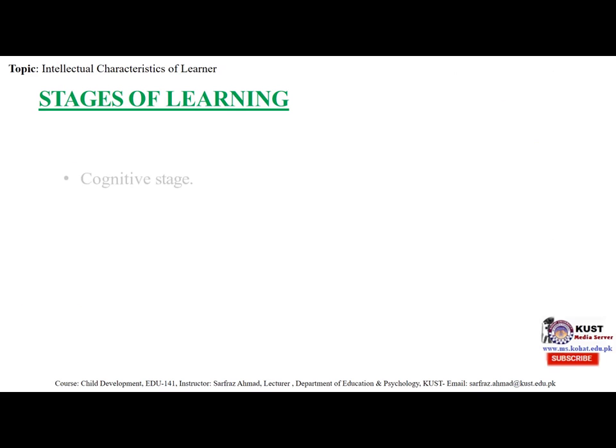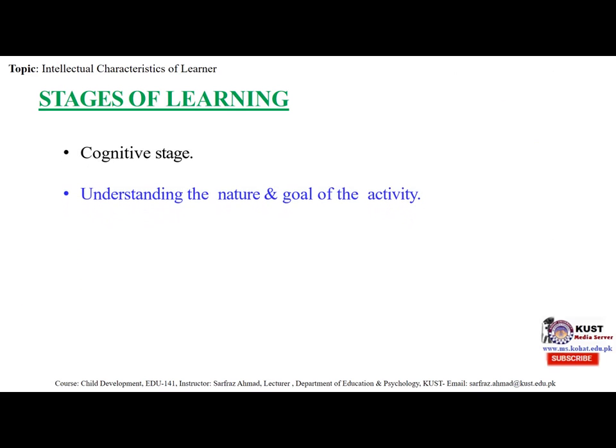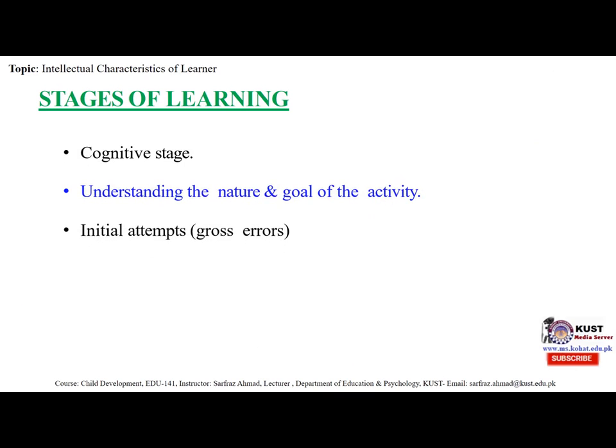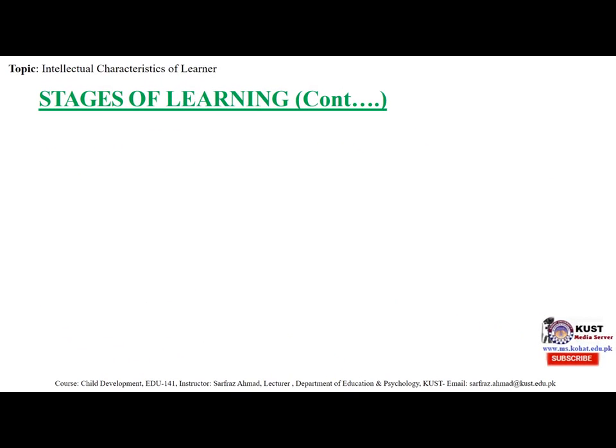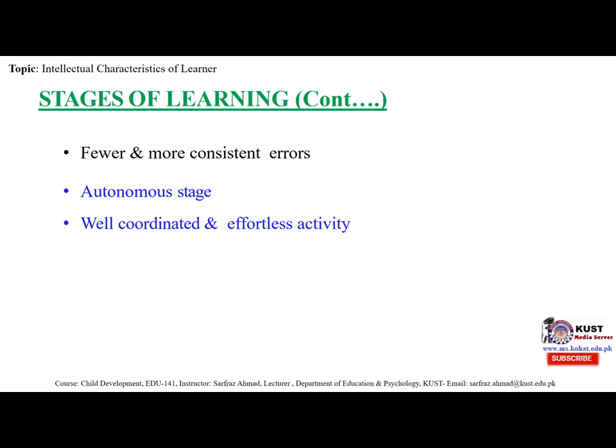Now, there are some stages of learning. The cognitive stage is understanding the nature and goal of the activity, with initial attempts. The associative stage is mastering of skill and timing. Stages of learning also involve fewer and more consistent errors. The autonomous stage is well coordinated and effortless activity, with few errors, and automatic.